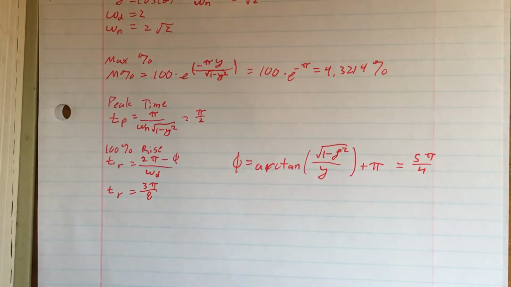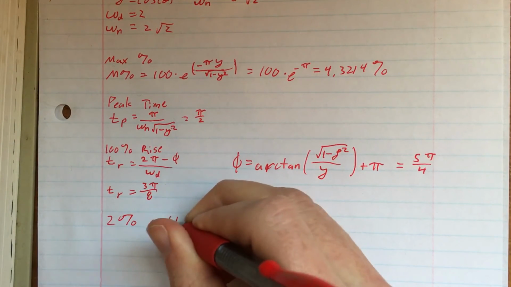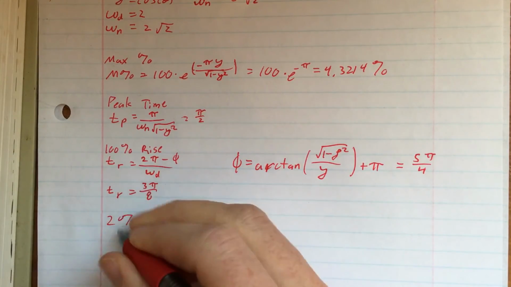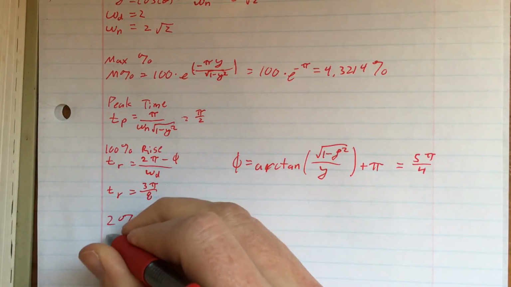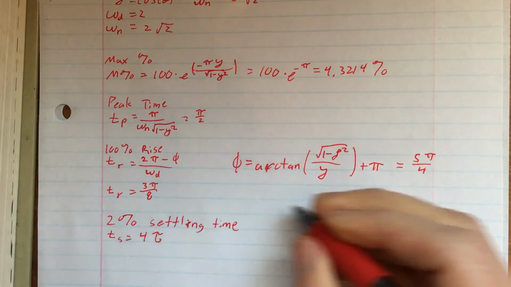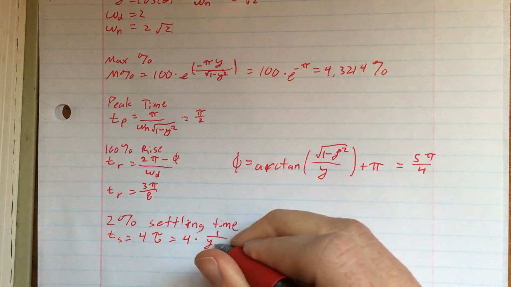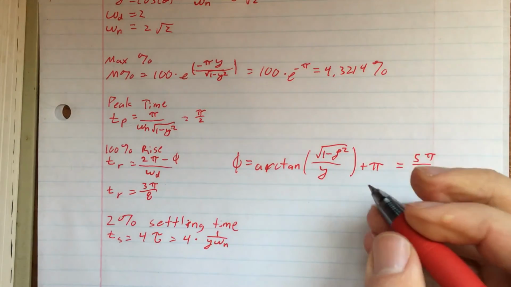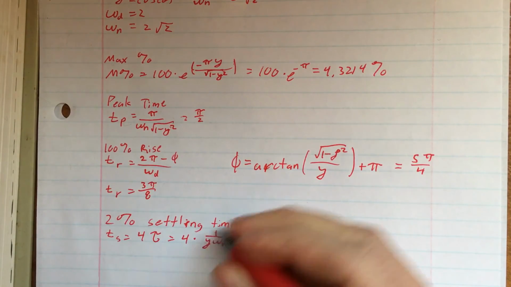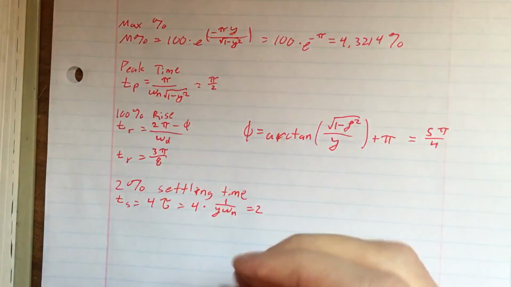Okay, and then next is the 2% settling time. That is just 4 times tau, which is 4 times 1 over zeta times the natural frequency. So just plug in the numbers for that. That is just 2 seconds. Everything in here is in seconds, by the way.